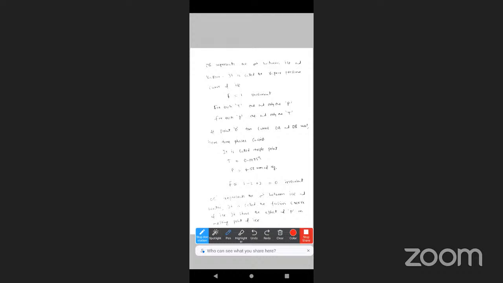Now we can calculate the number of degrees of freedom at the triple point of water. Here the component is 1, but there are three phases coexisting: solid, liquid and vapor. And according to the Gibbs phase rule, we'll get F equal to 0. That is, the number of degrees of freedom is 0. It is invariant. Okay, triple point.